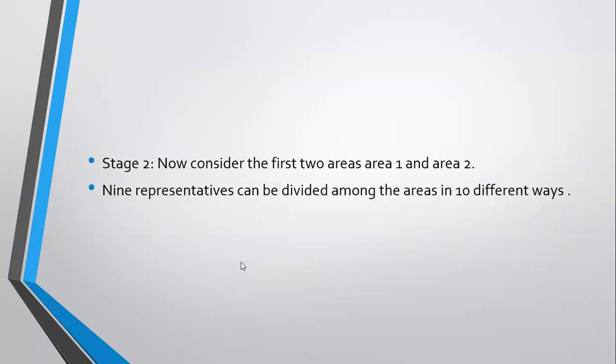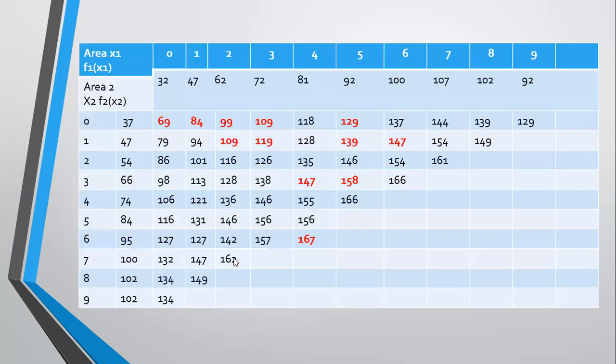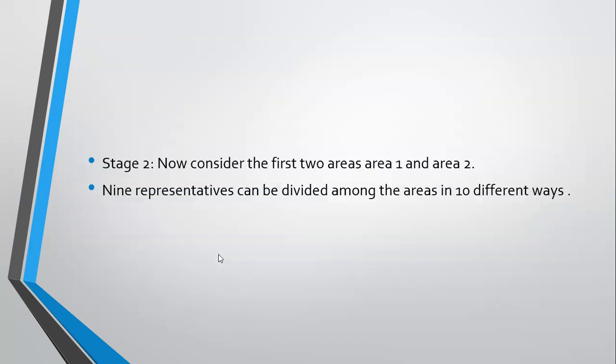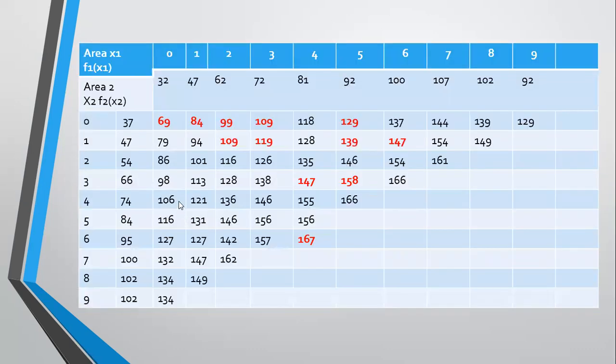Next procedure. Consider the first 2, area 1 and area 2. Combine area 1 and area 2. We want to find out the total profit. So here 9 representatives can be allocated in 10 different ways. Now draw the table. Put area 1 and area 2 using the split cell option.